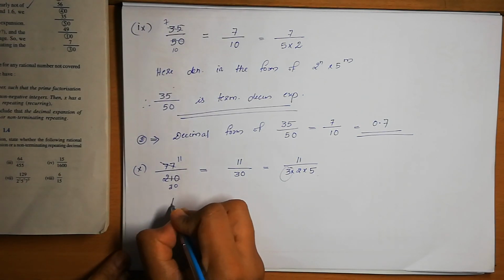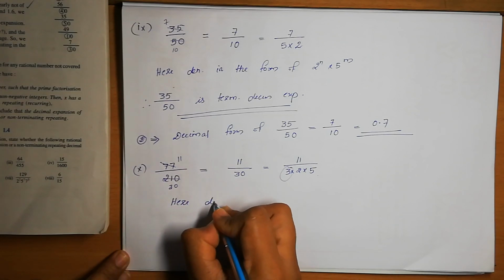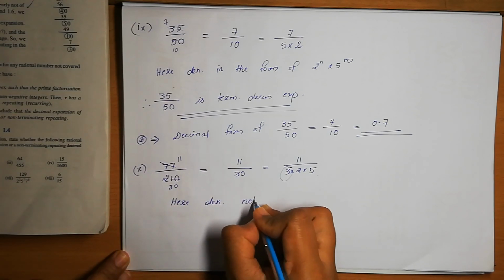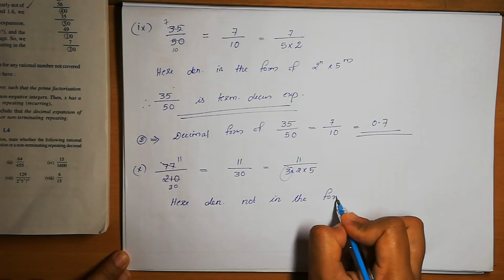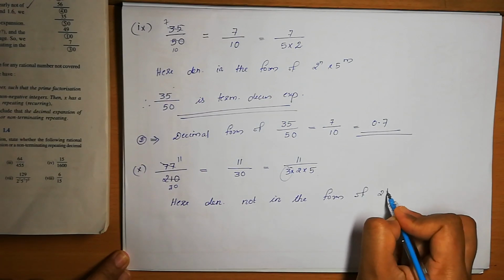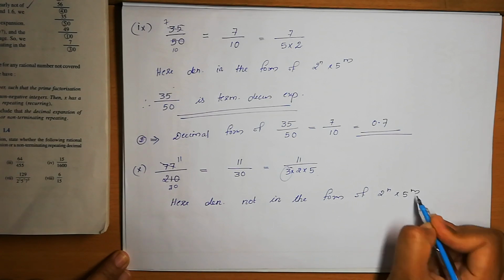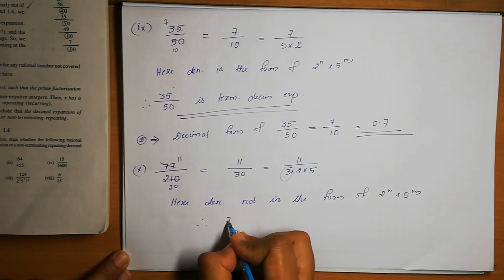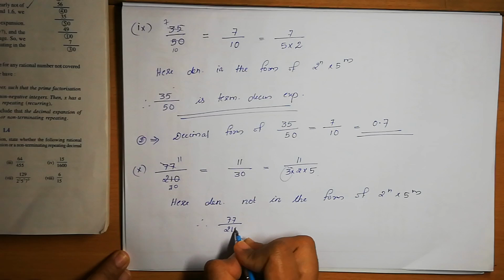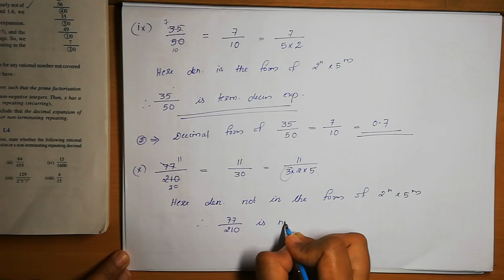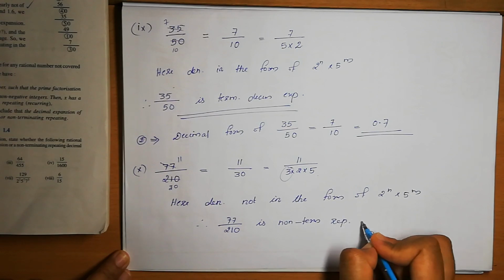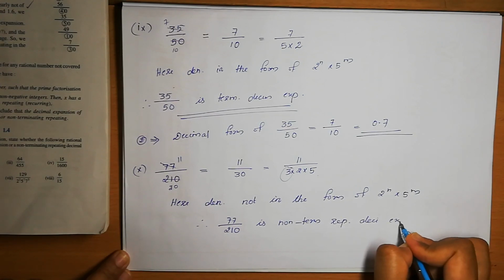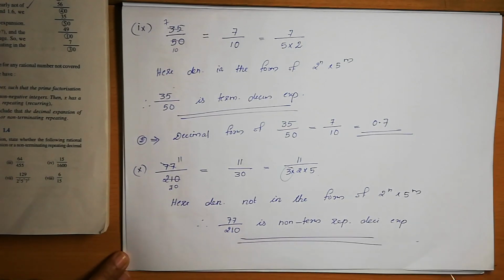So here we can write, denominator not in the form of 2 power n into 5 power m. Therefore 77 by 210 is a non-terminating repeating decimal expansion. Answer.